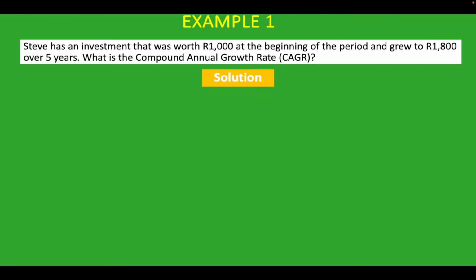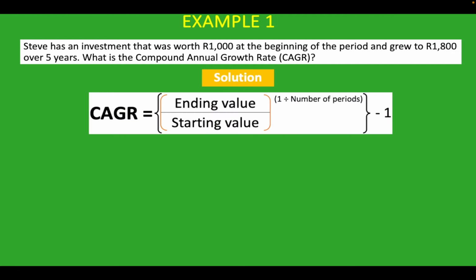So what's the solution for this one here? Let's bring up our formula once again. Our ending value, as we've just explained, is the 1,800 Rand, because that is the last value, the value at year 5, okay? And our starting value, of course, is at the beginning of the period. So we've got here 1,000 Rand. So our starting value is 1,000 Rand.